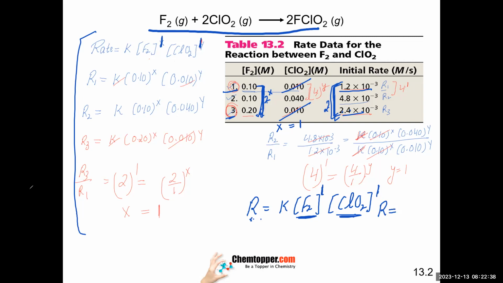that's the rate law. What's the overall order? Overall order, not the rate law. Overall order of the reaction, of this reaction, this one is 1 plus 1, 2. Add this value.